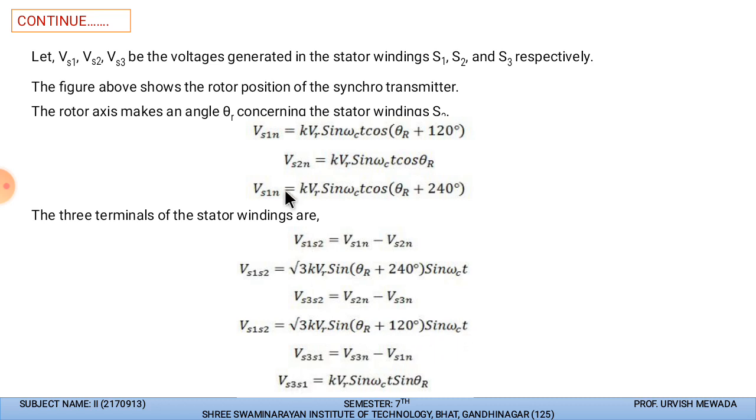Now Vs3s1: these three are the possible voltages when we rotate the synchro transmitter rotor. According to the rotation of the rotor, the EMF will be produced and received by the stator conductor, and that stator conductor will give output to the synchro control transformer. So Vs3s1 is Vs3n minus Vs1n, which is equal to k Vr sin omega c t sin theta r. Here is the angle difference between each of the voltages, that will be the next position of the rotor after we give the supply to the synchro transmitter.